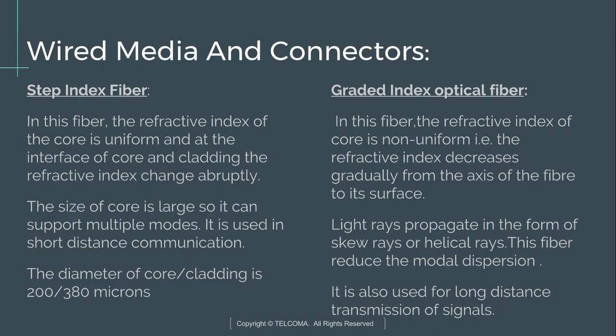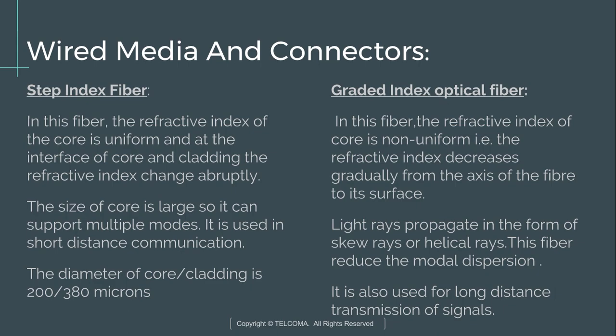In step index fiber, the refractive index of the core is uniform, and at the interface of core and cladding, the refractive index changes abruptly. In graded index fiber, the refractive index of the core is non-uniform, that is, the refractive index decreases gradually from the axis of the fiber to its surface. The size of the core is large, so it can support multiple modes, and it is used in short distance communication. Light rays propagate in the form of skew rays or helical rays, and this fiber reduces the modal dispersion.